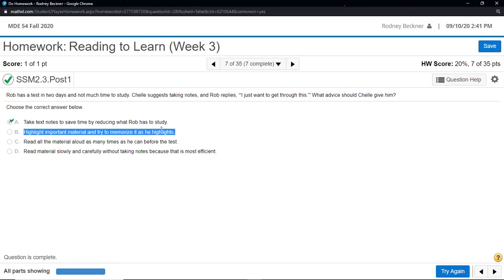But if you have the time, which Rob doesn't, it could have been helpful. Someone else might also say that this is just a part of taking notes, which I could argue is true. But these are all shades of gray.